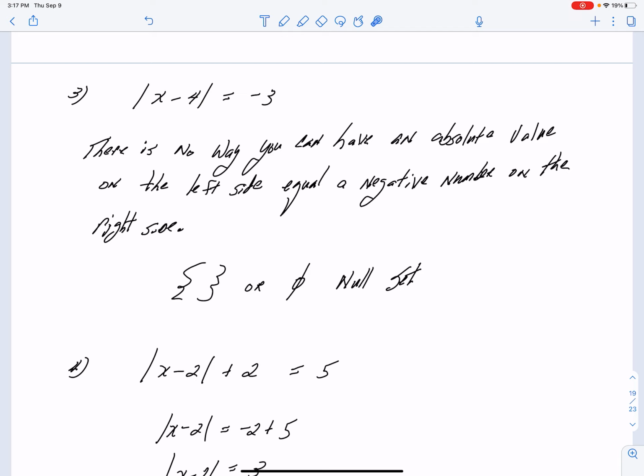How can I write that? I can write it as braces with nothing in between. In mathematics, we have a shorthand where I take a 0 and put a slash between it. It means the same thing. We even have a name for that set of nothing, and it is called the null set.